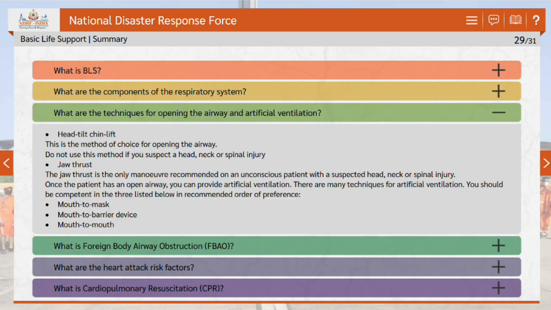Head tilt, chin lift. This is the method of choice for opening the airway. Do not use this method if you suspect a head, neck or spinal injury. Jaw thrust. The jaw thrust is the only maneuver recommended on an unconscious patient with a suspected head, neck or spinal injury. Once the patient has an open airway, you can provide artificial ventilation. There are many techniques for artificial ventilation. You should be competent in the 3 listed below in recommended order of preference: mouth to mask, mouth to barrier device, mouth to mouth.